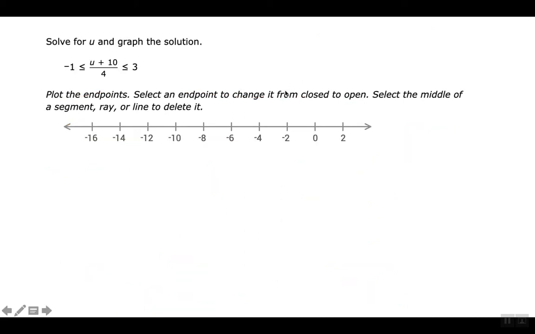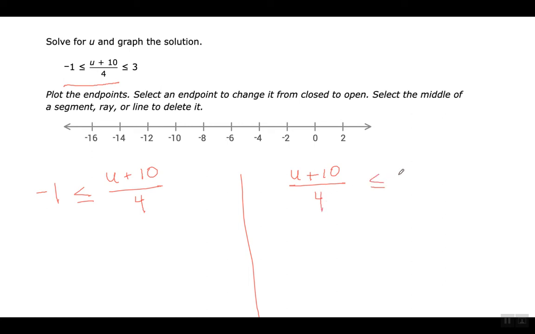Alright, now we have one with division. It's still easy, but I haven't done an example like this, so let's look at it. Alright, so again, it's the same thing where you have 2 problems in one. So I'm going to separate it. Here's the first problem, which will be negative 1 less than or equal to u plus 10 divided by 4. And on the other side, it's u plus 10 divided by 4 less than or equal to 3.